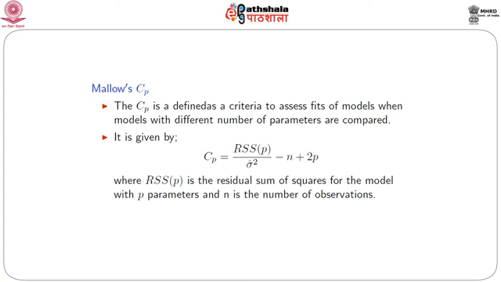The CP of Mallows CP criteria is defined as a criteria to assess fits of model when models with different number of parameters are compared. The mathematical form of the CP is given by RSS_p divided by sigma hat square, minus n plus 2p, where residual sum of square p, or RSS_p as written here, denotes the residual sum of square from a model with p number of predictor variables, n is the number of observations, and sigma hat square is the error sum of squares.